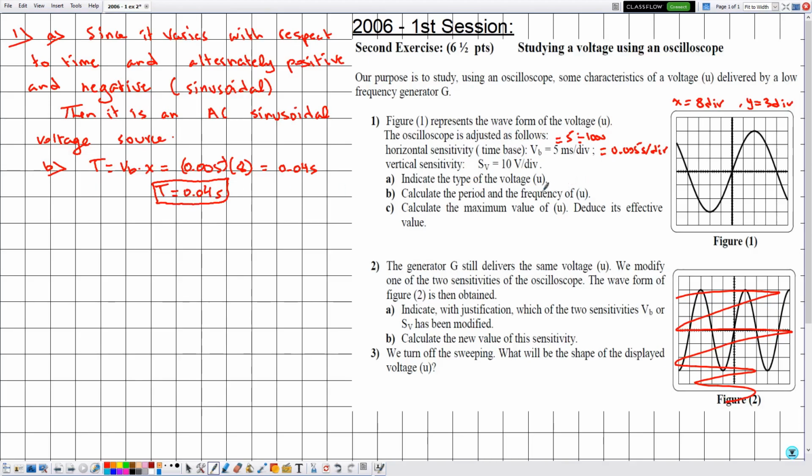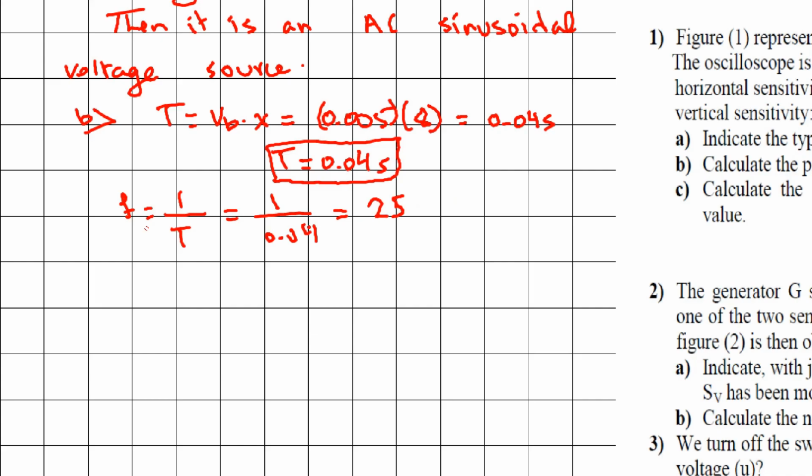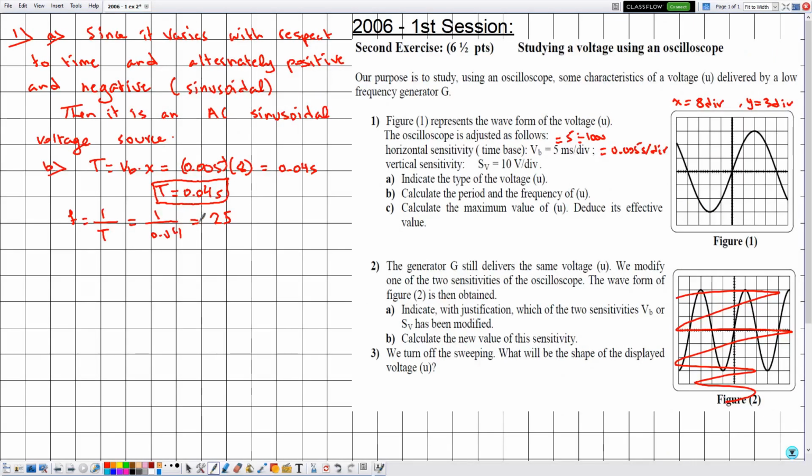Now in the same part, they are telling me to calculate the frequency, which is noted by small f, and we know that the frequency is given by 1 over the period. Now the period is given by 0.04. Plugging this fraction on the calculator, it will give me 25. Since the period is in the SI, then the value of f will be in the SI, which is given by Hertz. Then the value of f is given by 25 Hertz.